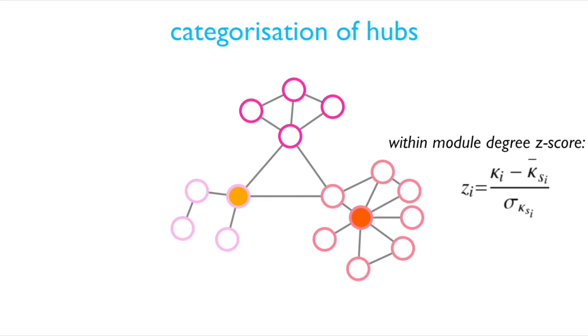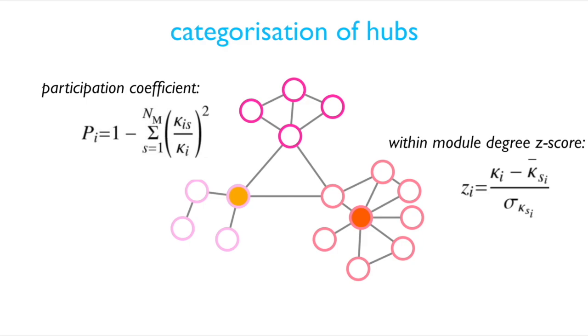This was nicely formalized by Guimerà and colleagues, who said, you know what, we can compute for every node in the network, in particular the high degree nodes, their so-called within module degree z-score, which is how many connections a certain node in a certain module has compared to the degree of the other nodes in that module. And if a node stands out in terms of its degree within that particular module, this high within-module degree z-score might indicate that this node is indeed important in terms of its central connectivity within that particular module.